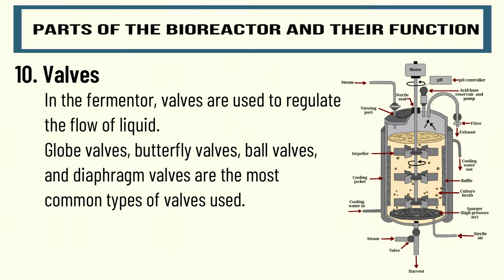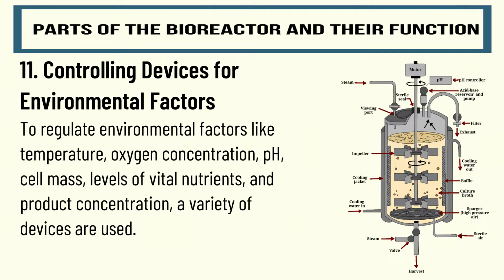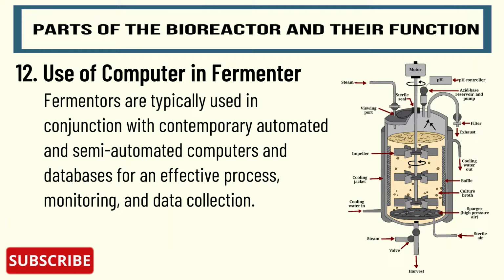Number 11. Controlling devices for environmental factors. To regulate environmental factors like temperature, oxygen concentration, pH, cell mass, levels of vital nutrients, and product concentration, a variety of devices are used. Number 12. Use of computer in fermenter. Fermentators are typically used in conjunction with contemporary, automated, and semi-automated computers and databases for effective process monitoring and data collection.